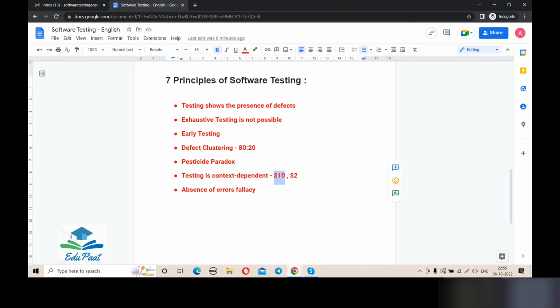Hope you guys are very clear about these 7 principles of software testing, and make sure that these are very, very important questions for our interview, whether you are a fresher or experienced, that doesn't matter. We all should know the 7 principles of software testing, because in our daily testing we have to follow these testing principles. So that is the 7 principles of software testing. I hope you guys are now clear.